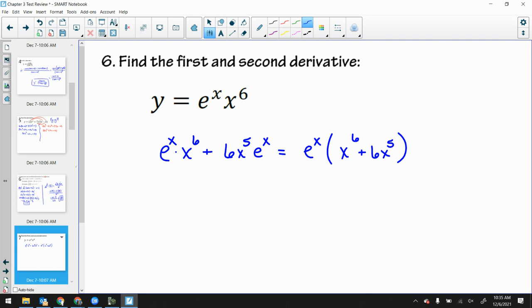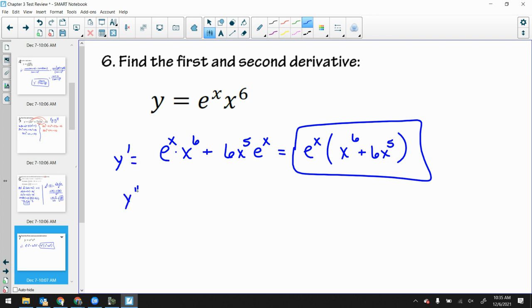So that's y prime. And let's find y double prime. Okay, so that's another product rule. f prime, again, is e to the x. g is x to the 6th plus 6x to the 5th. f prime g plus g prime f.